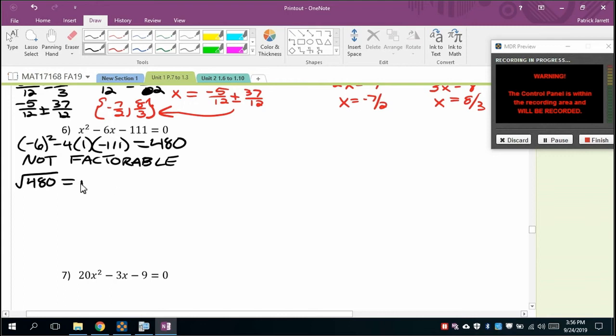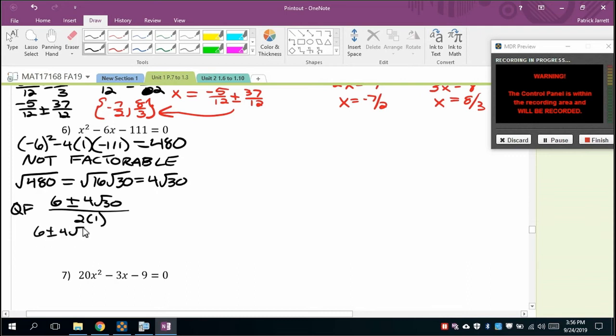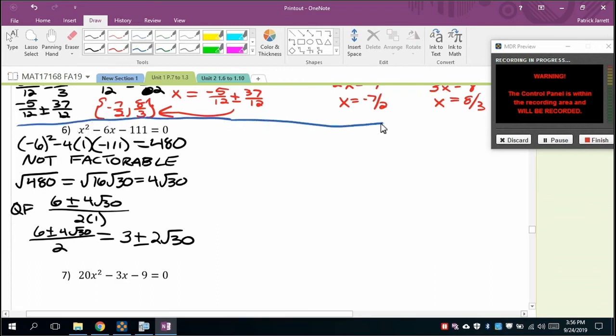Oh, and 30 doesn't simplify, so root 16 times root 30, and that'll just be 4 times the square root of 30. So for the solution using the quadratic formula, we'll have 6 plus or minus 4 root 30 over 2 times 1. Or, 6 plus or minus 4 root 30 all over 2, and you can do it individually, but you will get 3 plus or minus 2 root 30, which I didn't formally mention earlier, but all these solutions with radicals are going to be conjugates of each other.